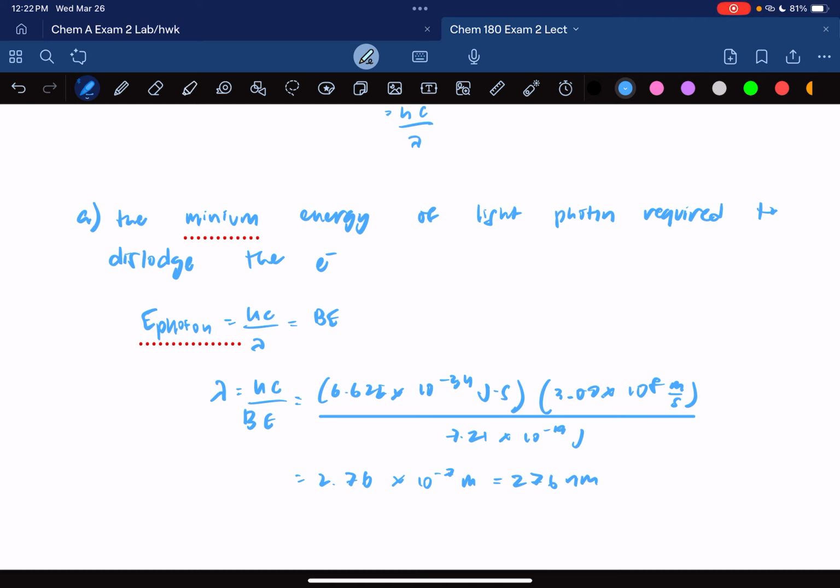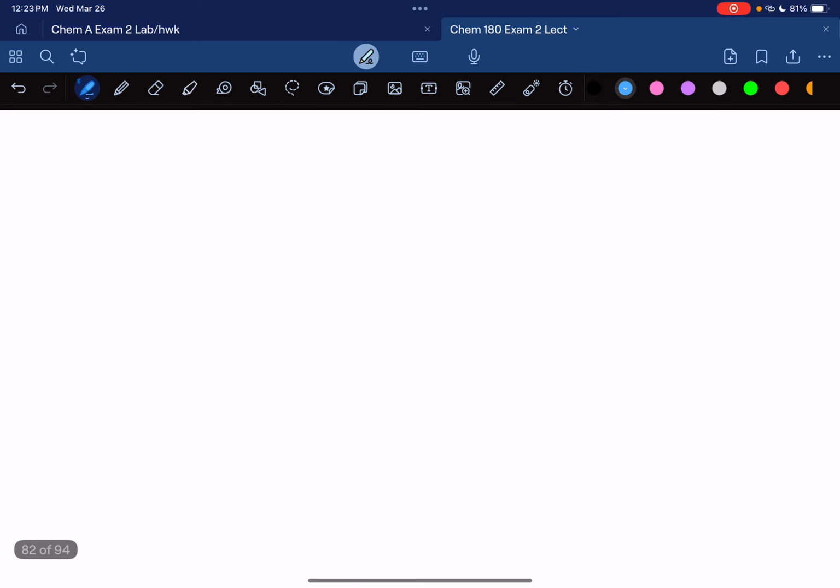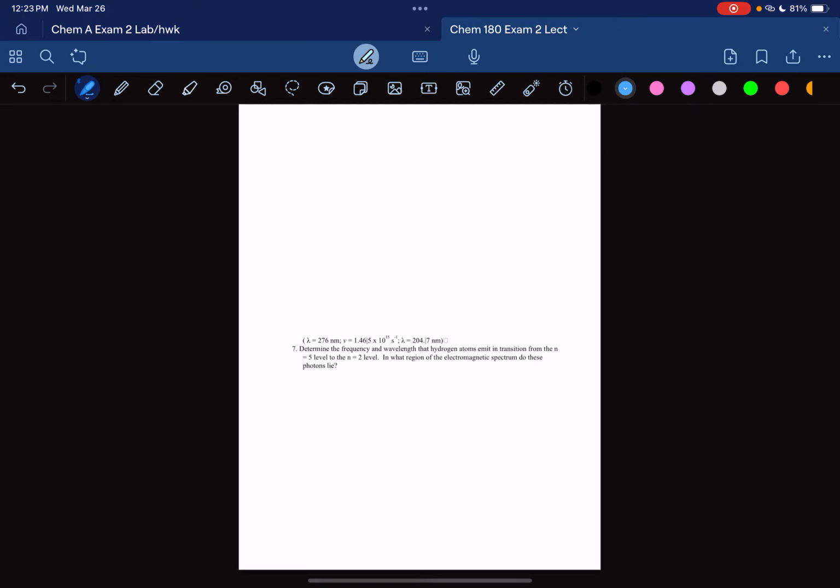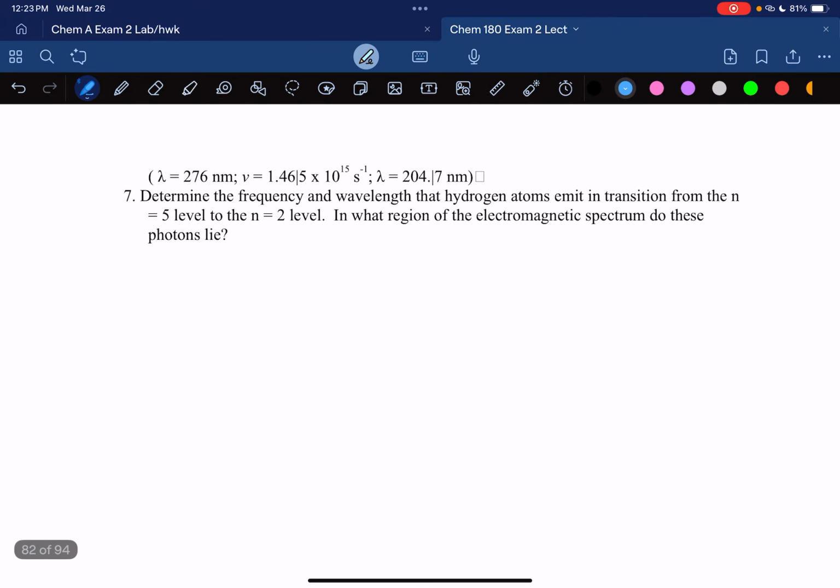Now let's go to the B part. What is the frequency required to give the electron a kinetic energy of 2.5 times 10 to the negative 19 joules? I'm gonna do it in here, part B. So not only do I want to dislodge the electron, but I also want to give it some kinetic energy so that it could fly away from the surface.